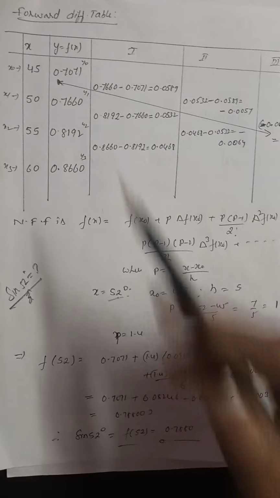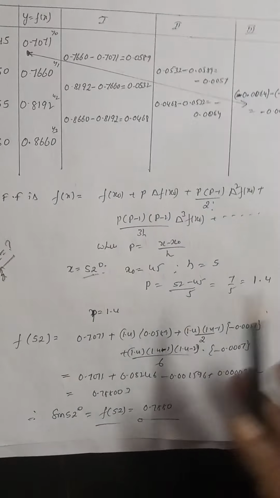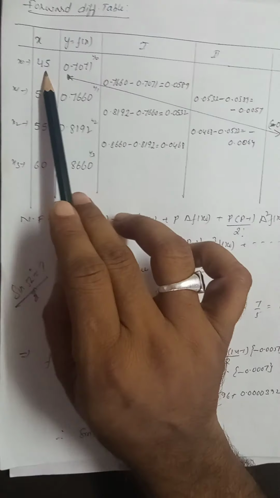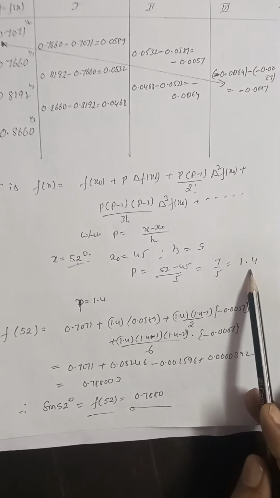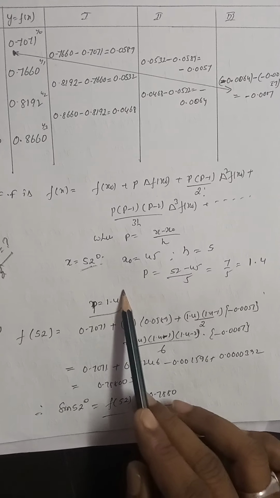Here f of x is sin x, now f of x is equal to sin x is the function. What is the initial value of x? 45 degrees. H value is 5. Now when we calculate, what did we get? 1.4. p is equal to 1.4.